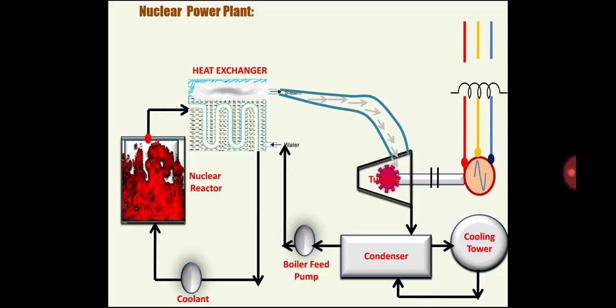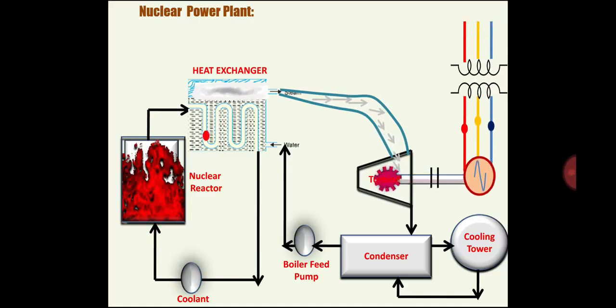We can see here the different components of nuclear power plant. The main component of nuclear power plant is the nuclear reactor. A nuclear reactor is a device in which the process of nuclear fission takes place. The uranium-235 is subjected to nuclear fission in the nuclear reactor, and a huge amount of heat is liberated. This heat then goes to the heat exchanger. For that purpose, a coolant is used. The coolant can be of gas or liquid type.